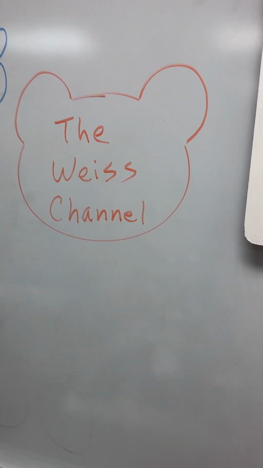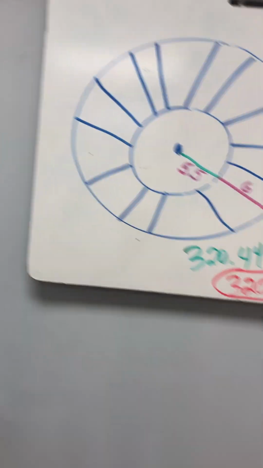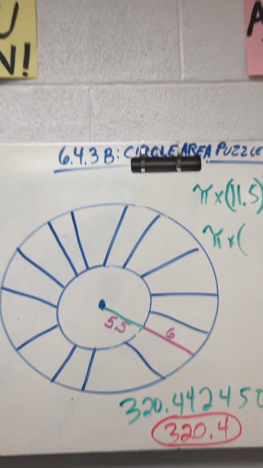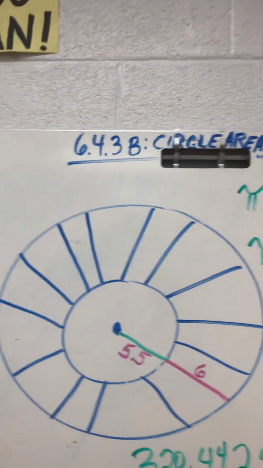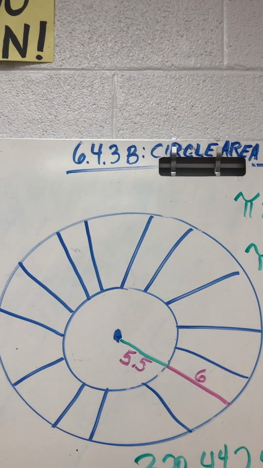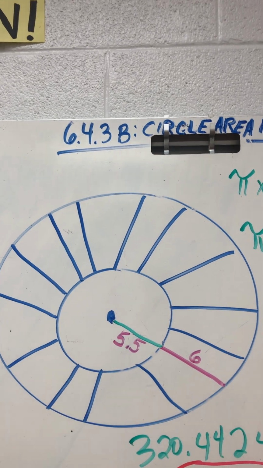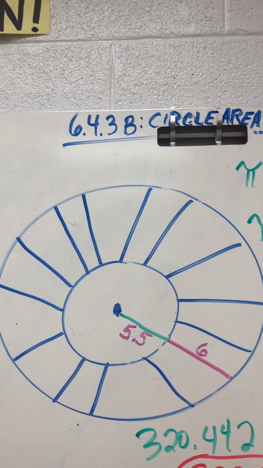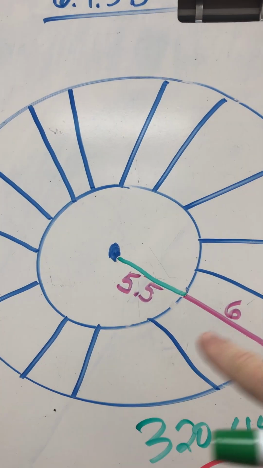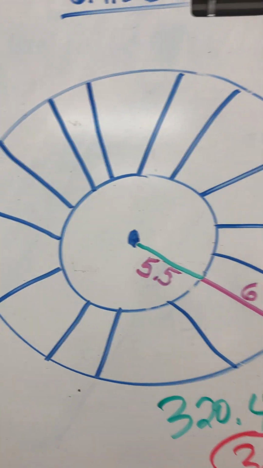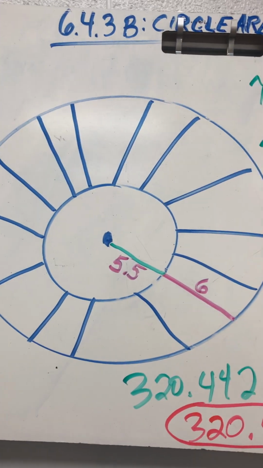Today we're going to talk about circle area puzzles. Take a look at this circle. We're going to find the area of the blue region, this region around the donut part where the lines are.